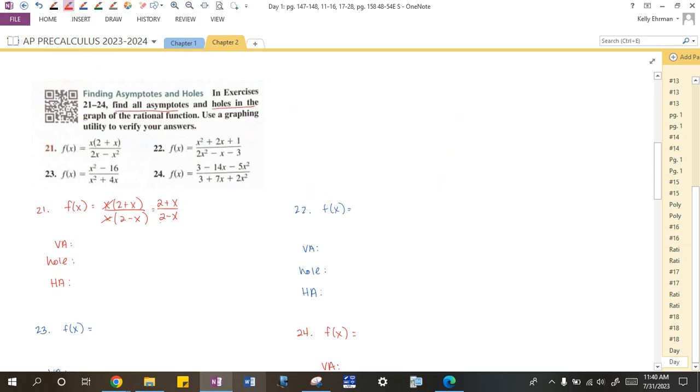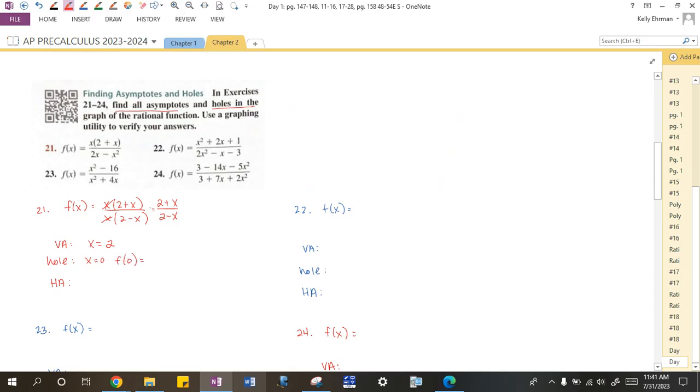So vertical asymptote is when, in the simplified function, whatever survived simplification, I say, becomes a vertical asymptote, so x equals 2. The hole is what got simplified out, so there's a hole at x equals 0, but remember you're supposed to find the ordered pair for the hole.